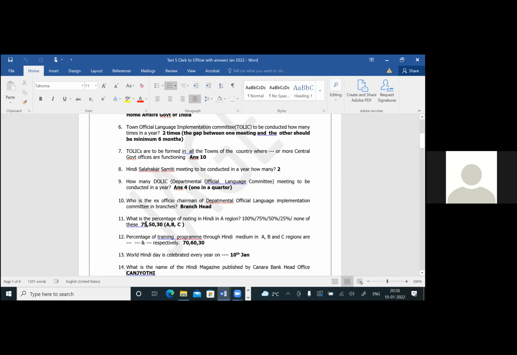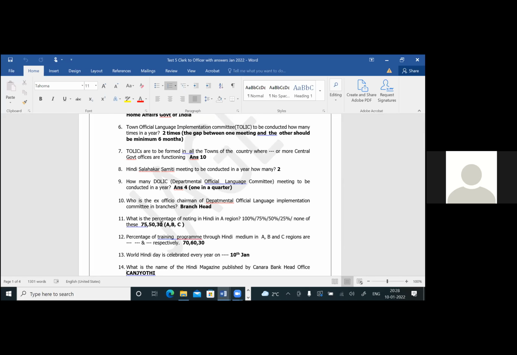This question they asked this time. So for A region, the noting should be 75%. For B region, it should be 50%. And for C region, it is 30%. So 75, 50, and 30. Noting in Hindi: in A region, B region, C region.